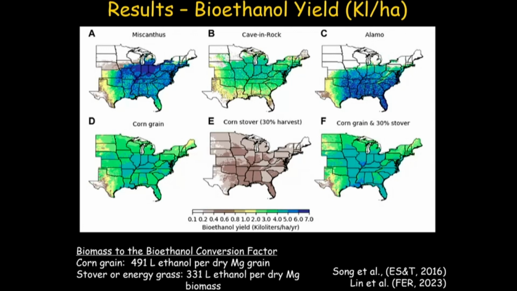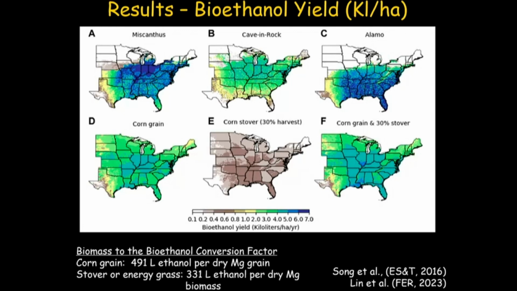By the way, how am I doing time-wise? We can use a conversion factor. Here we have used the conversion factor to convert yield into ethanol. I'm going to give you a couple of numbers. In the case of corn, it's about 491 liters of ethanol per dry matter, which I showed in the previous slide. In the case of stover and energy crops, it is less, about 331 liters of ethanol per dry matter of corn stover or biomass for energy crops.